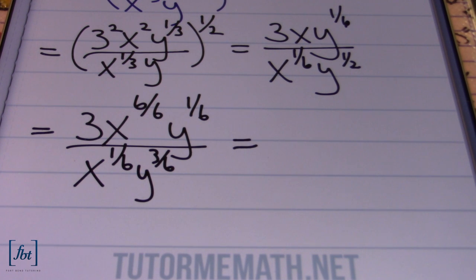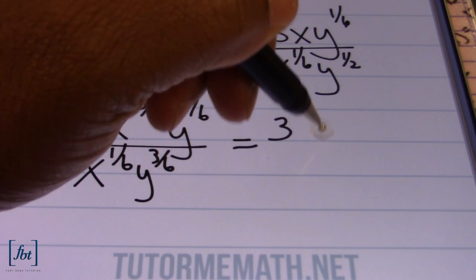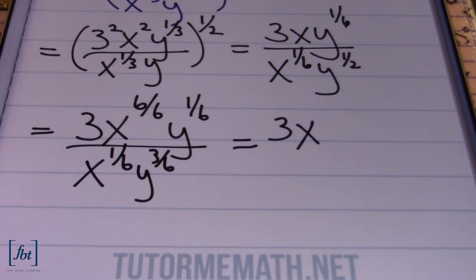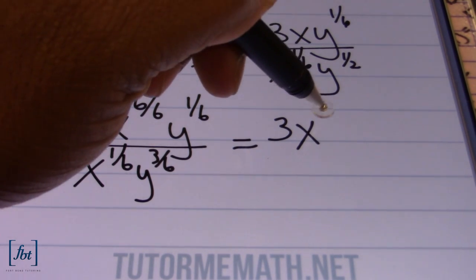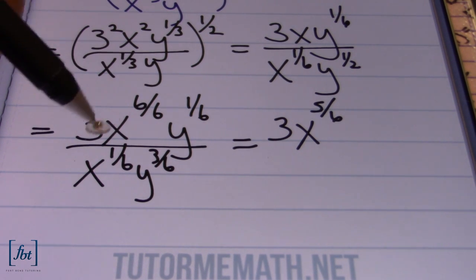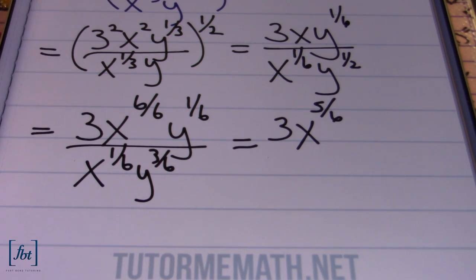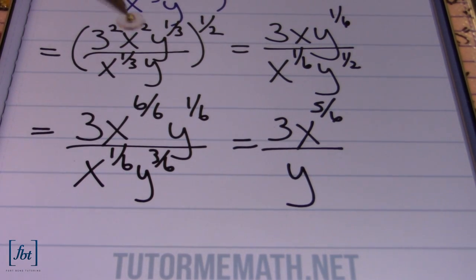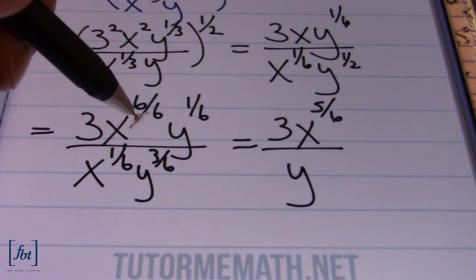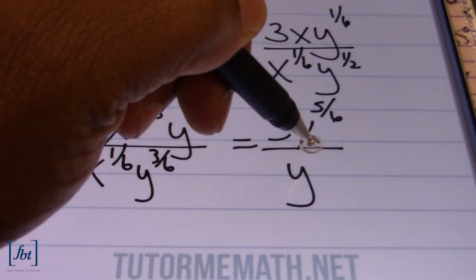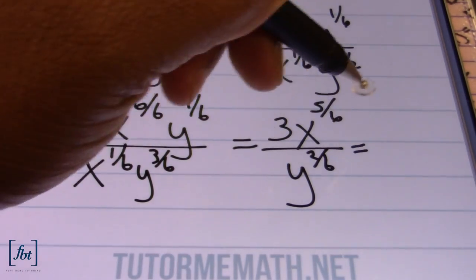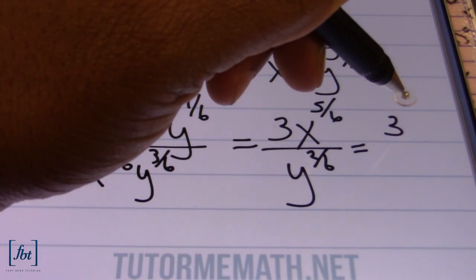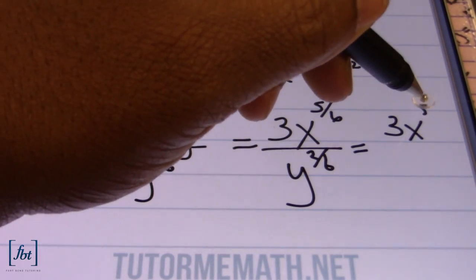The variable will remain wherever the largest exponent is, okay? So that means that my base x will remain in the numerator, and I subtract the exponents to get x to the 5/6. That's 6/6 minus 1/6 to give me 5/6. The variable y, however, will stay in the denominator because that's where the largest exponent is. So the 3 minus the 1 gives me y to the 2/6, which you could simplify and write as y to the 1/3, right?